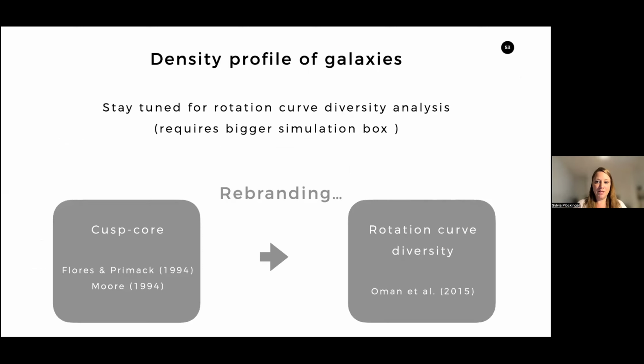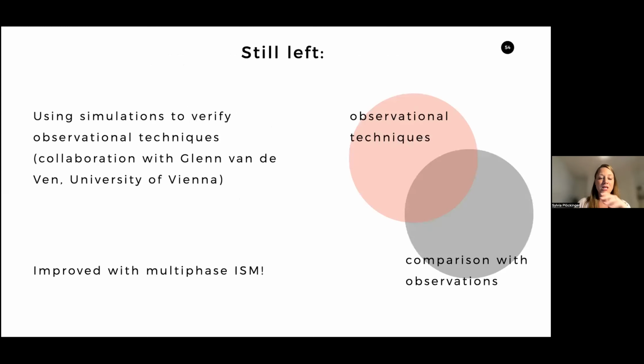Good. Yes, so this is just to say that we will do the rotation curve diversity analysis, but we need a slightly bigger box for that. So this is work in progress. And then this is already the last slide. This is what I said is still left.